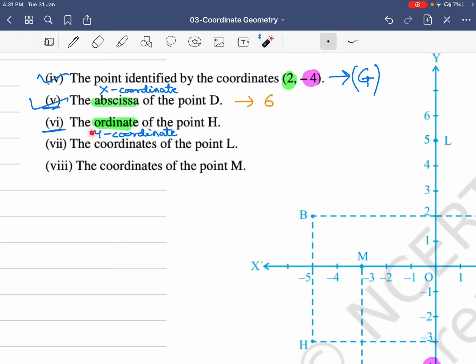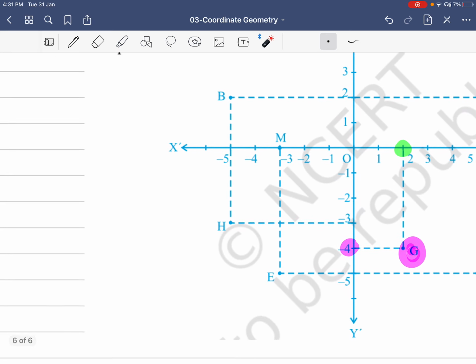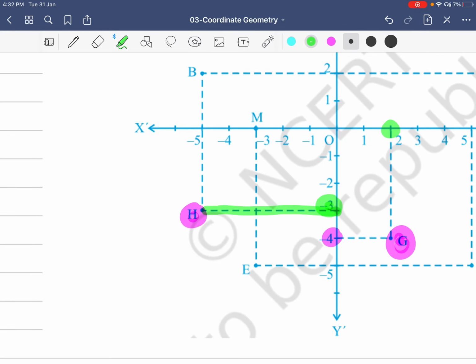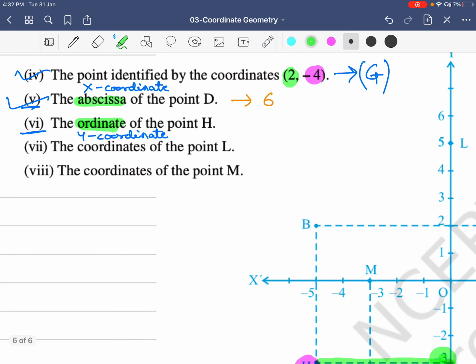The ordinate, which means the y-coordinate, of the point H. So once again, let's locate point H. Yes, this is my point H. I'm going to highlight it. Okay, this is the point H. Now we want to find out the y-coordinate of this point. In order to find y-coordinate, we simply draw a perpendicular to the y-axis, and wherever it meets y-axis, in this case it's -3, that is its y-coordinate. Very simple. So the answer is -3. So this is -3. Okay, done.